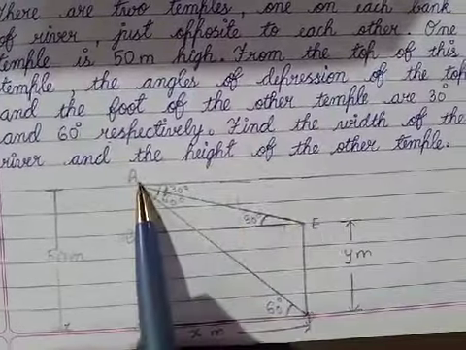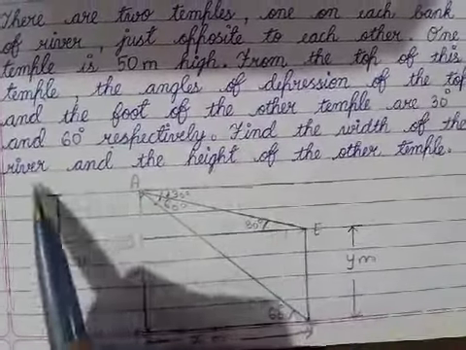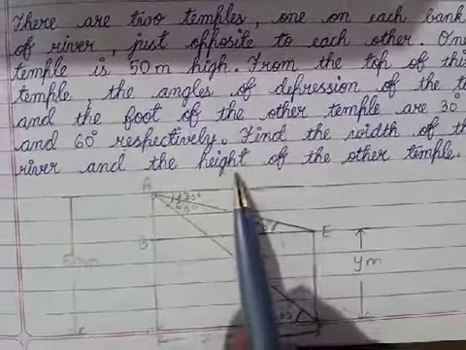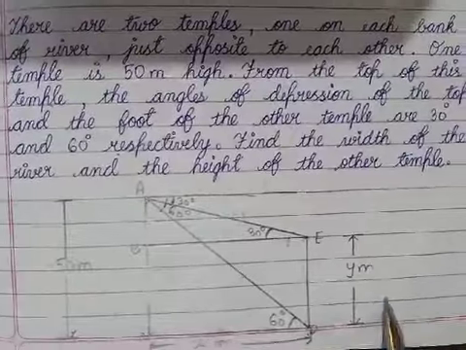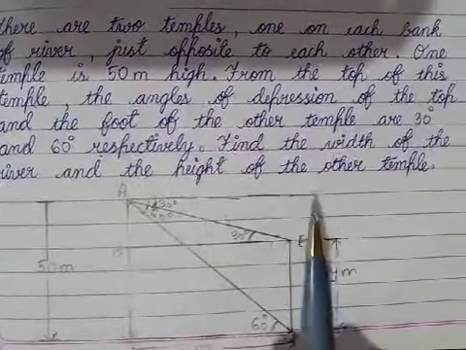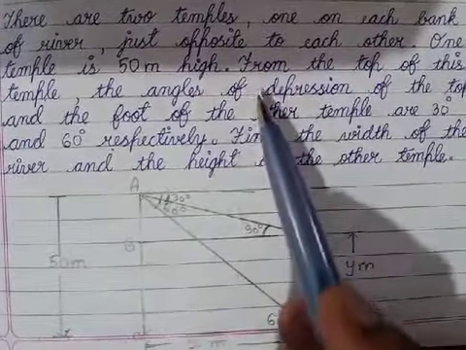Got it? So this is 50 degree. Find the width of the river. So let x be the width of the river. And find the height of the other temple. Also you have to find the height of the other temple. These questions are very important and also a little hard. You must have some understanding.